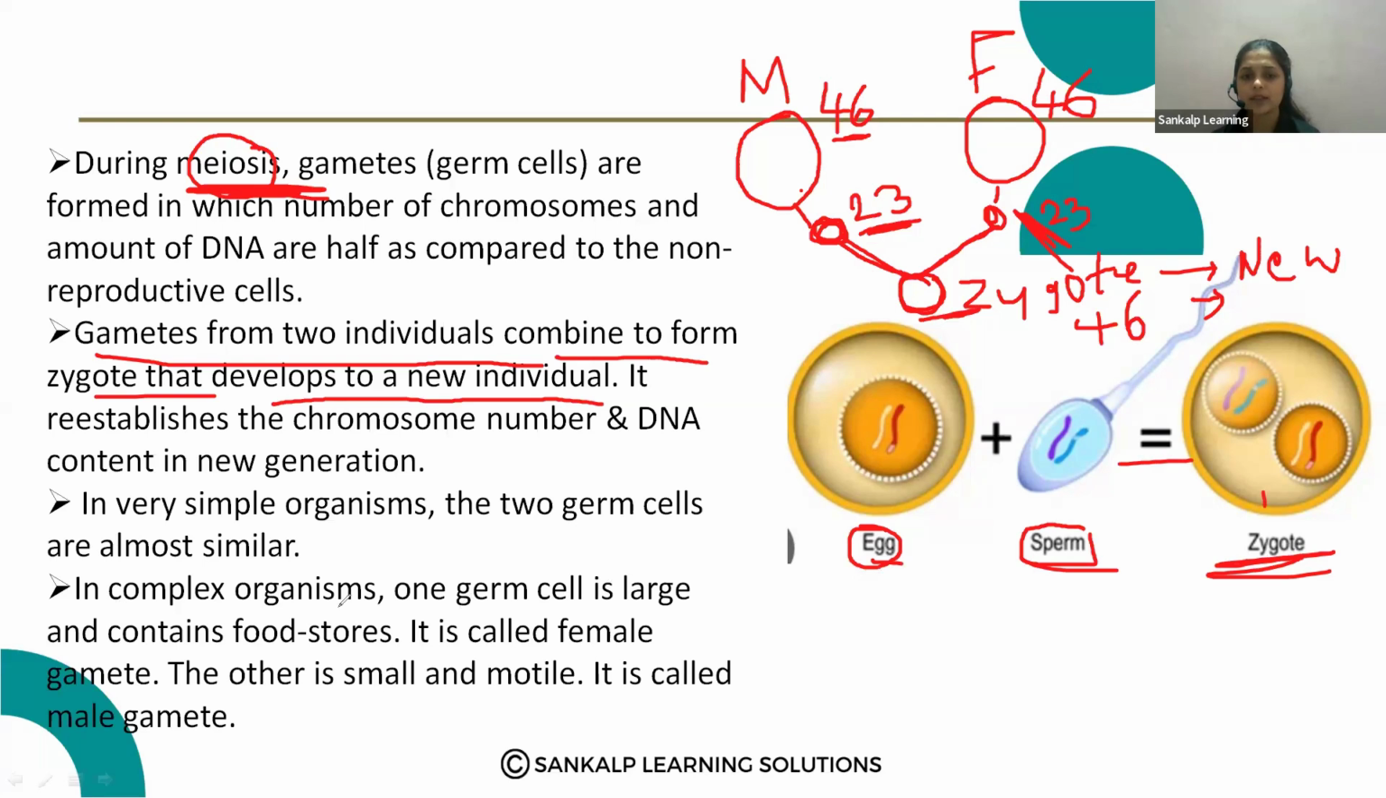So here you can observe that in some complex organisms, one germ cell is large and contains the food materials, and it is called a female gamete, and the other is small and motile, it is called a male gamete. ಕಾಮನ್ ಆಗಿ complex organism ಅಲ್ಲಿ large ಆಗಿರೋದು, large and it stores the food material, that is called a female gamete, and the other is called a male gamete. Okay, so that fuses to form the zygote.